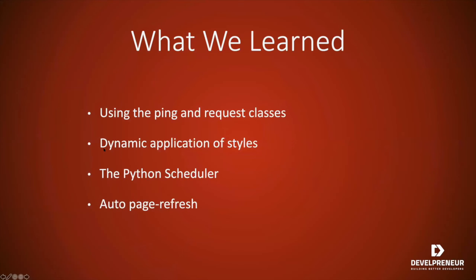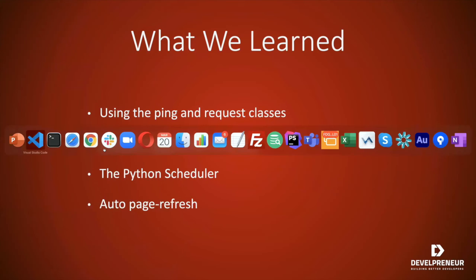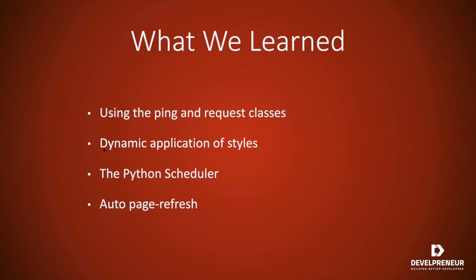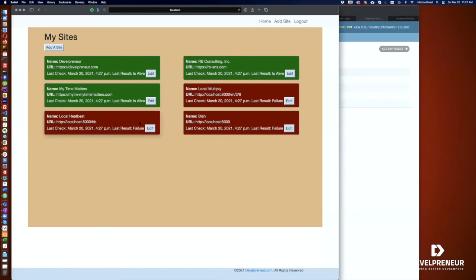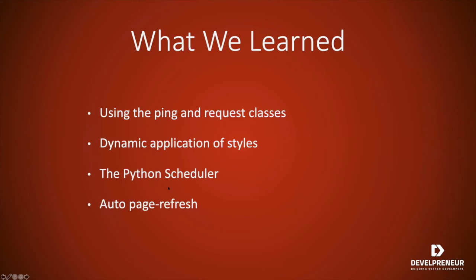But that brings us to a point here where we can sort of wrap it up a little bit and go to Q&A while I flip back over there. Let me see, has it run yet? Nope, hadn't run yet. So using the ping and the request classes, we talked about those. Those allow us to do that ping or a get. We looked at some of this dynamic application of styles. So we had the classes for up or down that we could see here. We get those different colors. We looked at the scheduler itself, and then we looked at a page auto refresh.